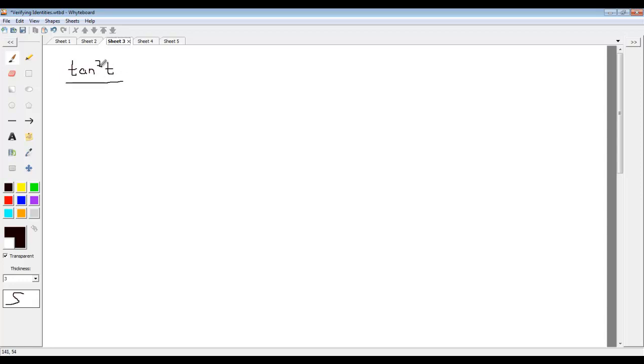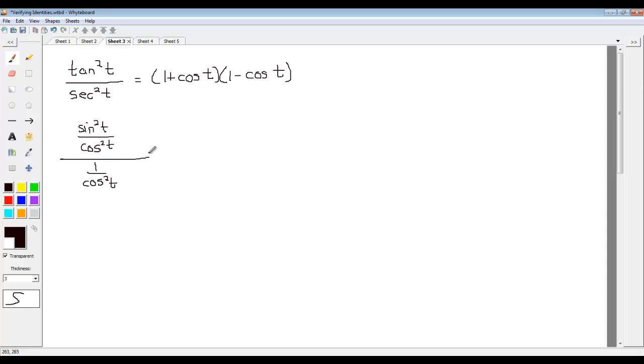Tangent squared t over secant squared t equals 1 plus cosine t times 1 minus cosine t. Alright, to me the left side looks more complicated, so I'm going to work with that. I'm going to take tangent squared and rewrite it as sine squared over cosine squared. I'm going to take secant squared and rewrite that as 1 over cosine squared. Then simplify that down, I get sine squared.